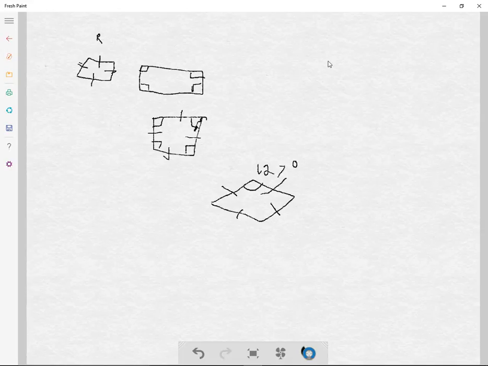What would happen, let's say, if a quadrilateral had four congruent sides and four angles that are 90 degrees? That would be a square. So if you're going to classify that, that would be a square.